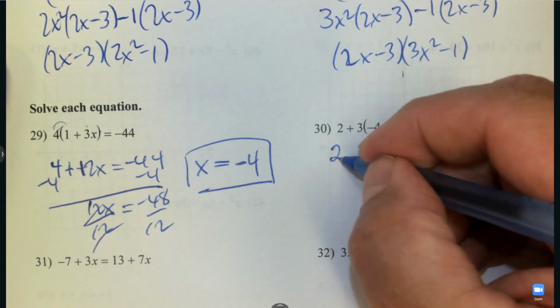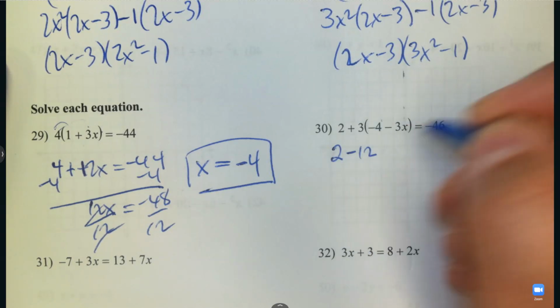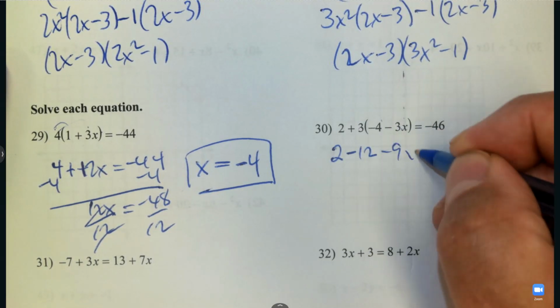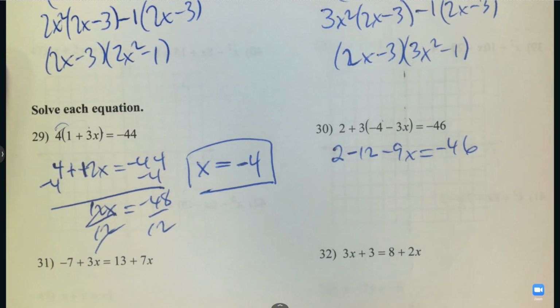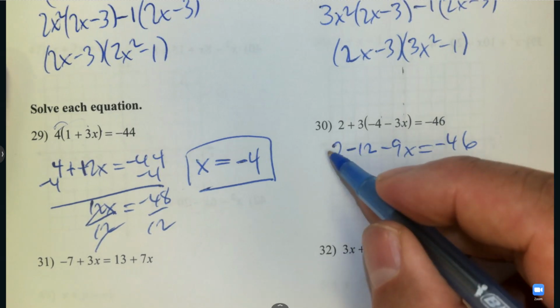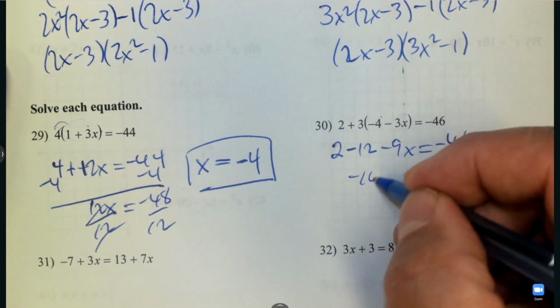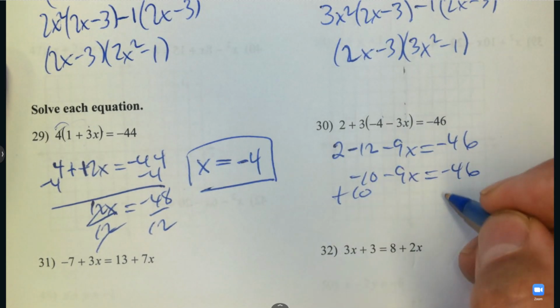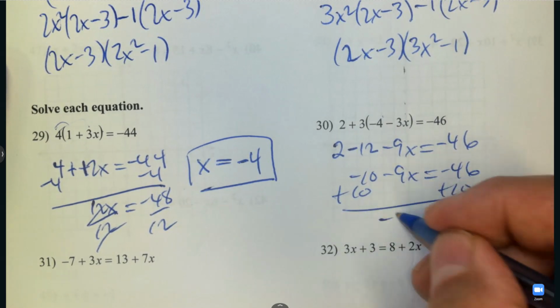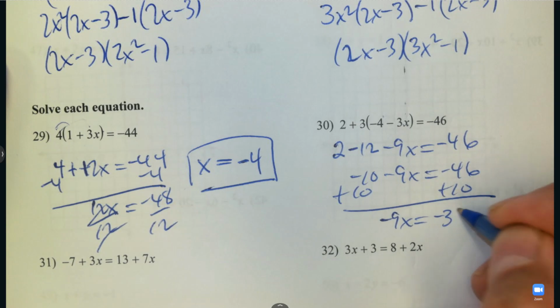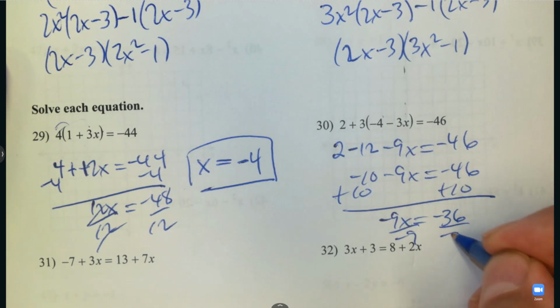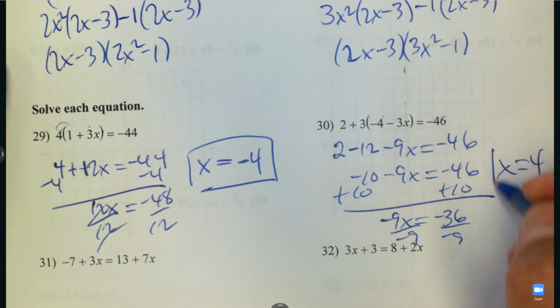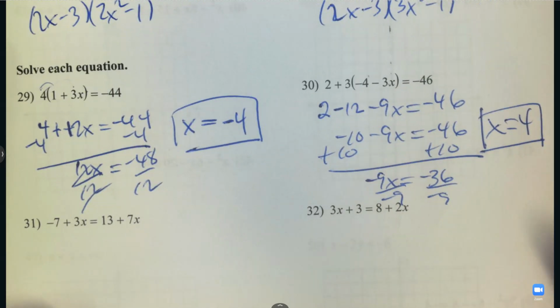Let's distribute. We have 2, 3 times -4, 3 times -3. Then I'm going to combine like terms. So 2 take away 12. We have 10 more negatives. Add 10. And then divide by -9. So negative divided by negative, the answer is positive 4.